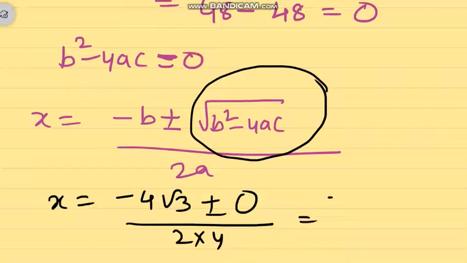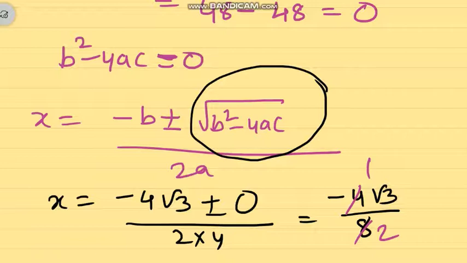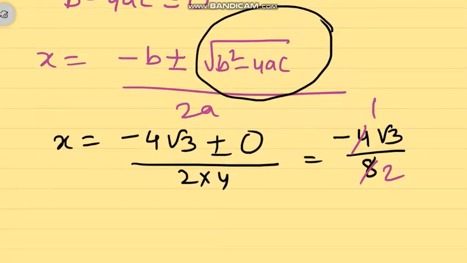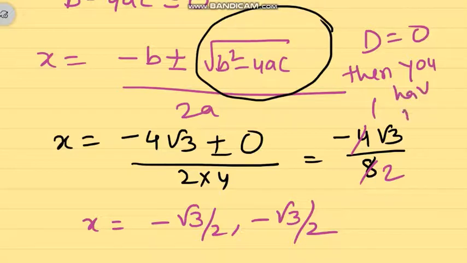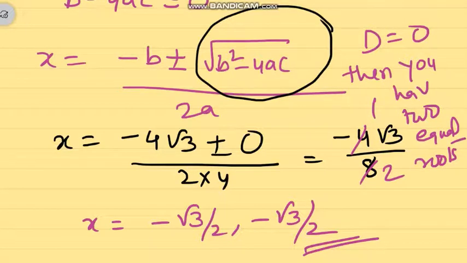So you will be getting minus 4 root 3 by 8. So cancel it. 4 ones are 4, 4 ones are 4 and 4 twos are 8. So finally you will get x equal to minus root 3 by 2 comma minus root 3 by 2. I hope you got it now. If D is equal to 0, then you have two equal roots. So this is how you have done this to get the value.